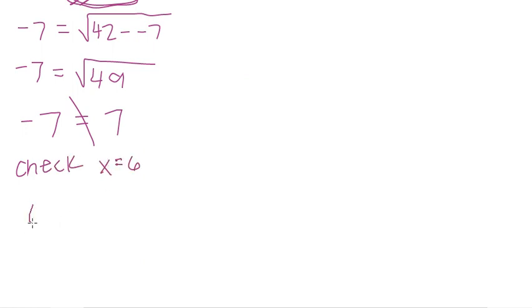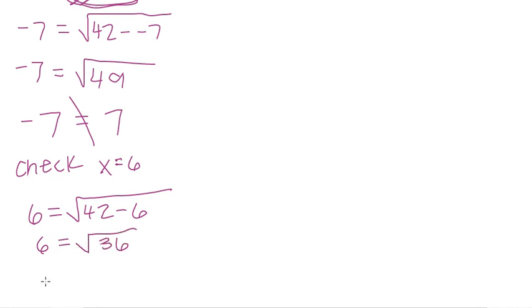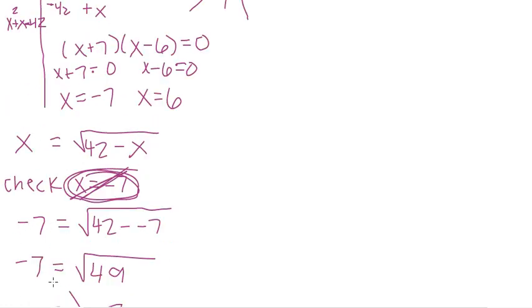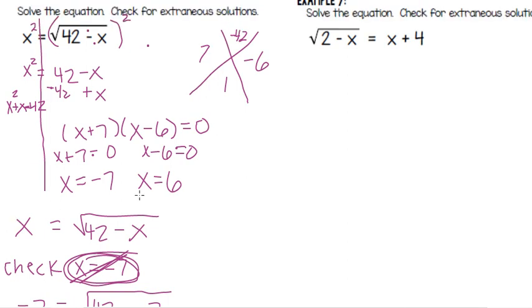Okay, so that's going to be 6 is equal to the square root of 42 minus 6. So 6 is equal to the square root of 36. Well, the square root of 36 is 6, so that says that 6 is equal to 6, which is accurate. So when we go to look here, even though it looks like we had two solutions here, this one is called an extraneous solution. You do not include it.